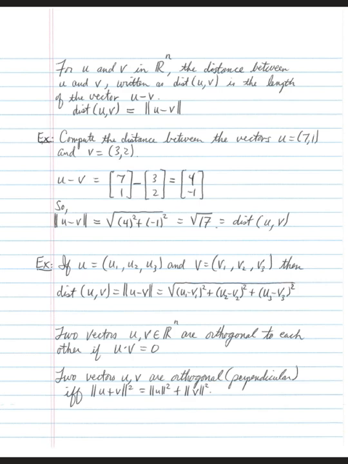Two vectors are orthogonal. We're used to hearing the word perpendicular; it's just another way to say it. Two vectors are orthogonal if their dot product is 0. Another way to check is if the magnitude of the sum of your vectors, squared, is equal to the magnitude of each one separately squared and added together. It's the Pythagorean theorem version of it. Either one is fine. You can check this way or just check the dot product and see if that's 0.